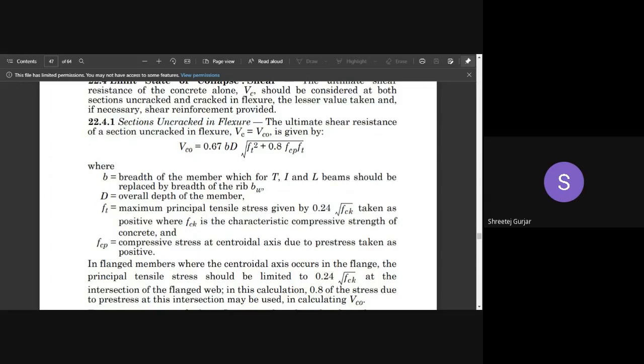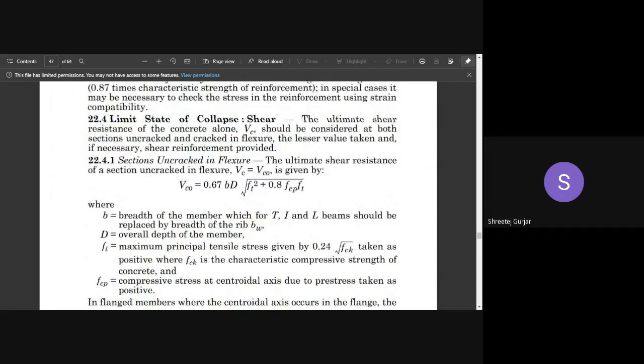The ultimate shear resistance of the section. The section has some shear resistance, and we have to calculate that particular ultimate shear resistance. It may be a rectangular section, a T section, L section, I section, any. And we can consider it at support, at midspan, at quarter span, depending upon where you are interested to calculate. We see here the ultimate shear resistance of concrete alone, which we have considered as VC.